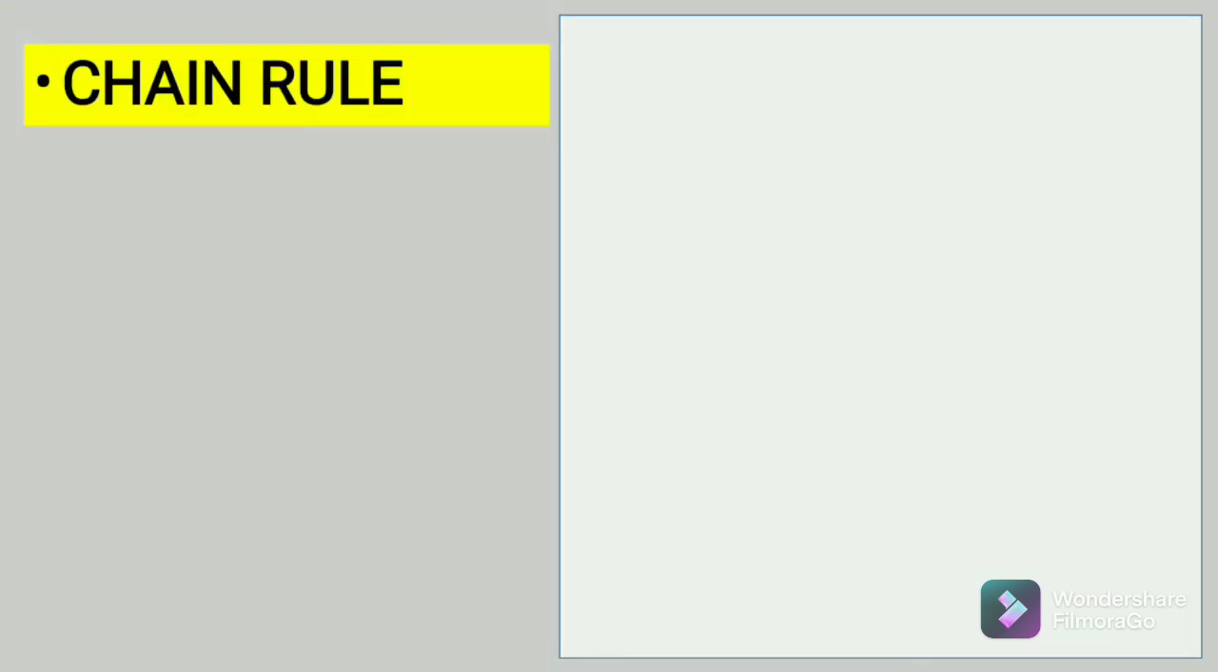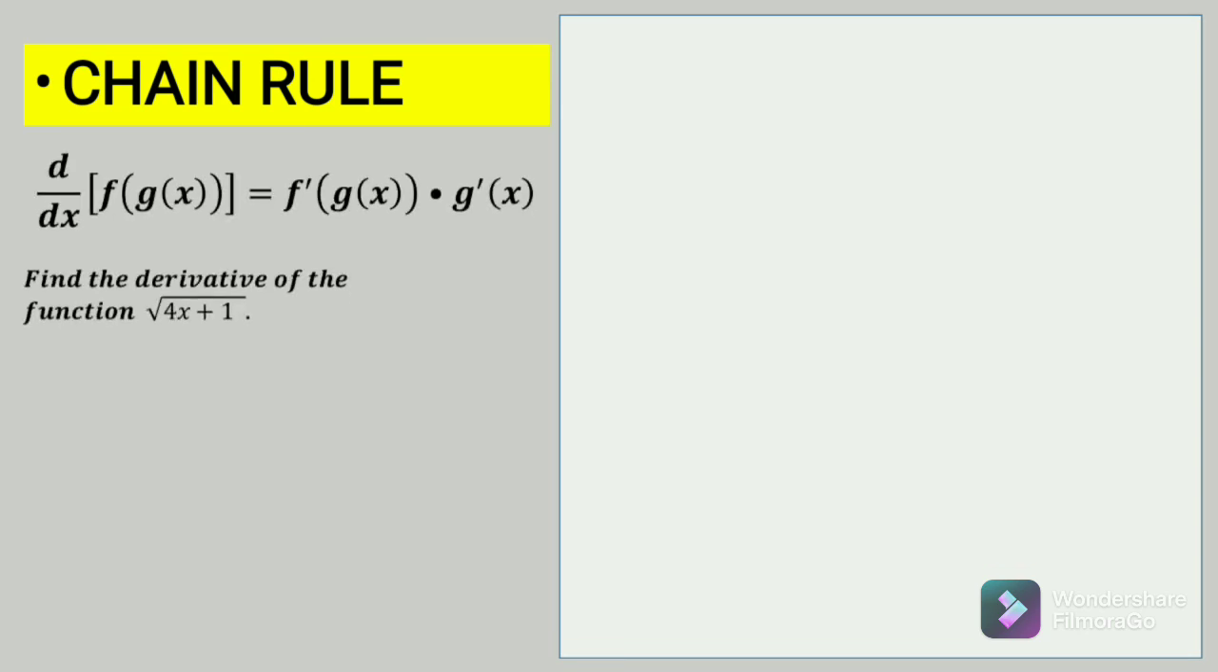And now we have the last rule, the chain rule, which is my favorite rule in differentiation. So find the derivative of the function square root of 4x plus 1. The given function is in the form of a composite function. Why? Because it can be written as f of g of x, where our outer function f of x is square root of x, and our inner function g of x is equal to 4x plus 1.